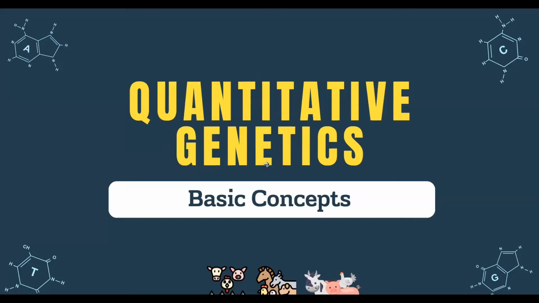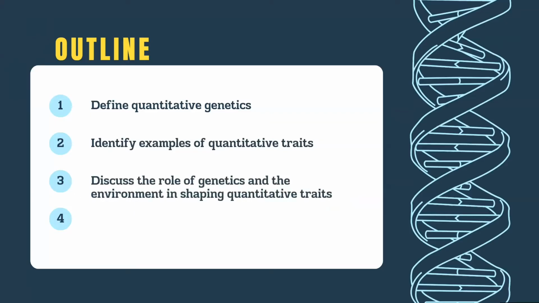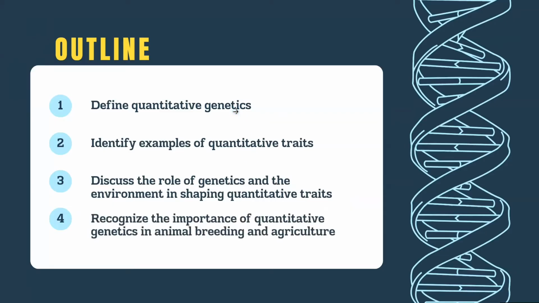So let's get started. For our outline, we will be covering first the definition of quantitative genetics. Second is some examples of quantitative traits. Let's discuss also the role of genetics and environment in shaping quantitative traits. Number 4, let's recognize the importance of quantitative genetics in animal breeding and in general agriculture.